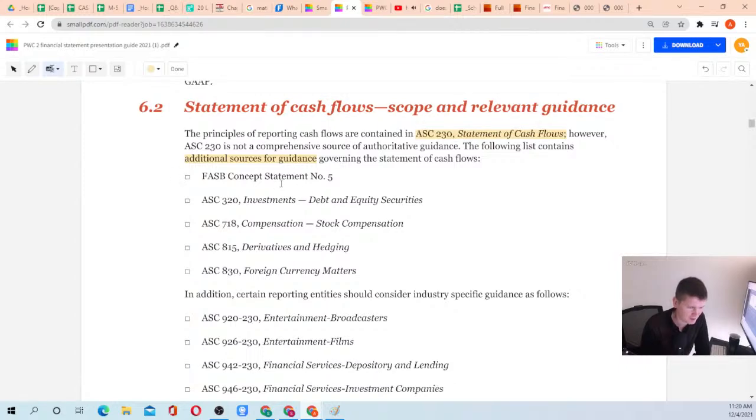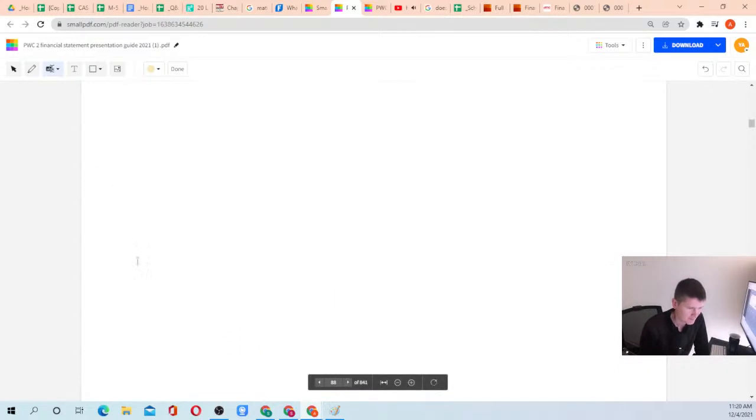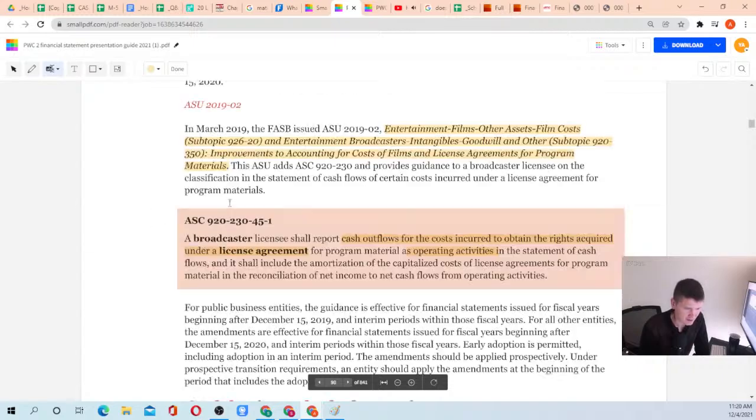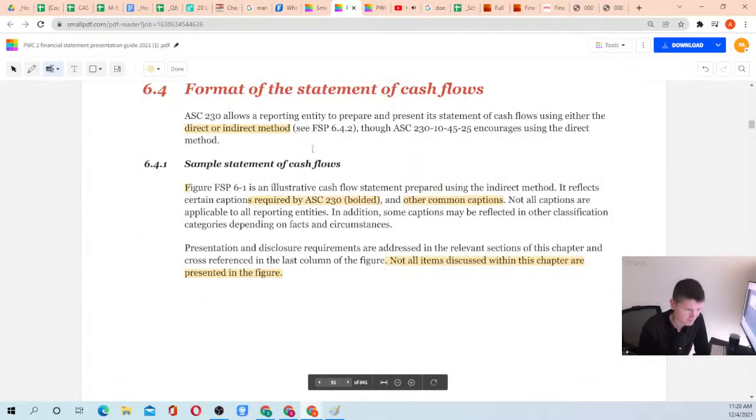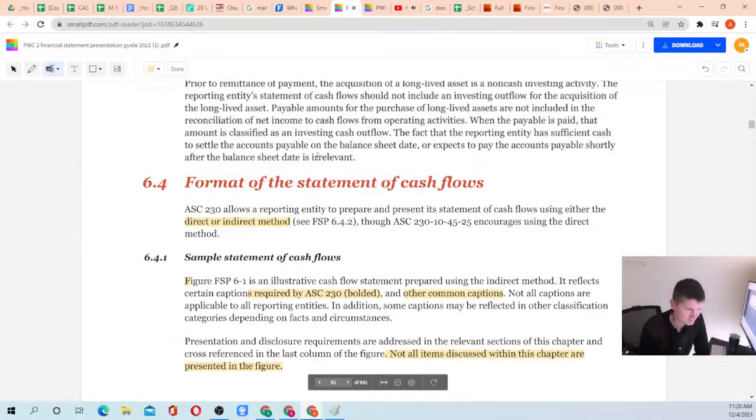Okay, FSB Concept Statement number 5. Here it is. So let's go try to find some definitions. We have too many introductions here.